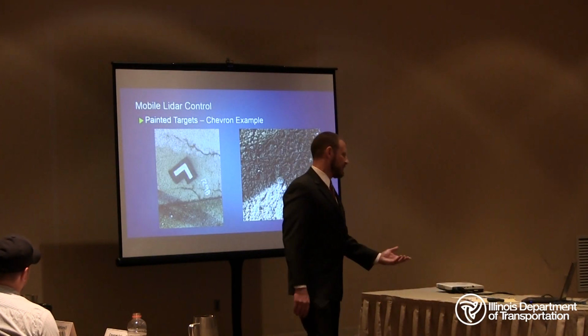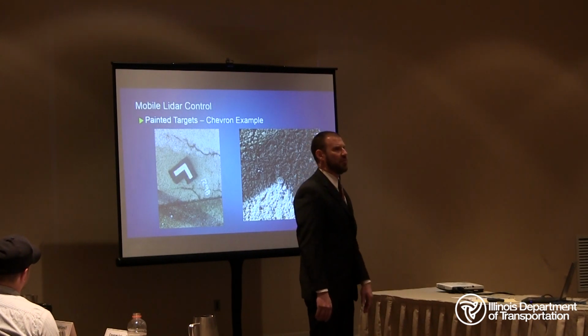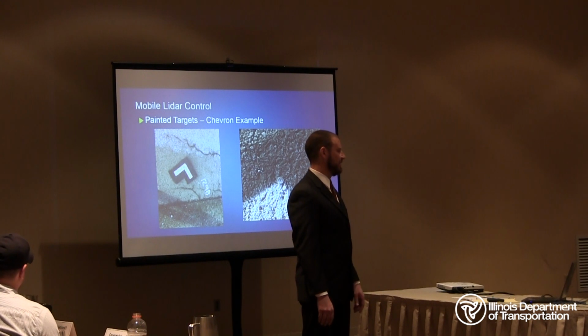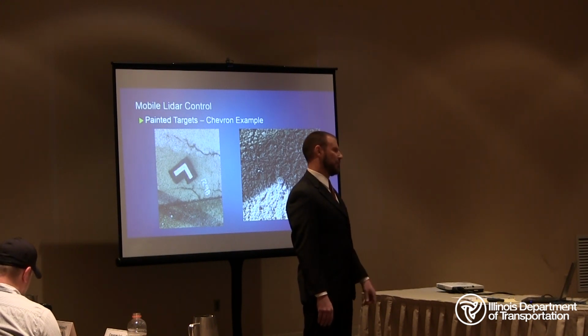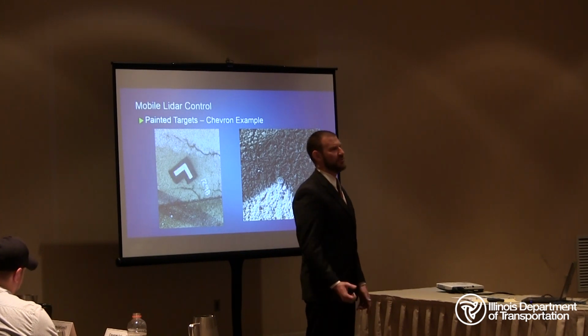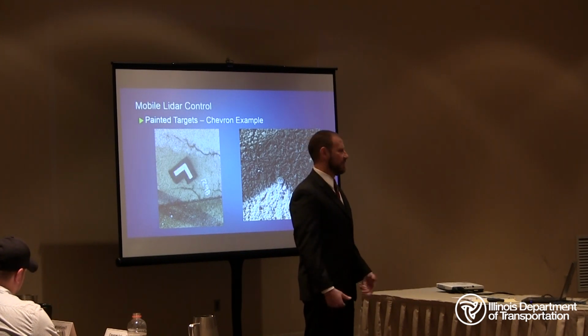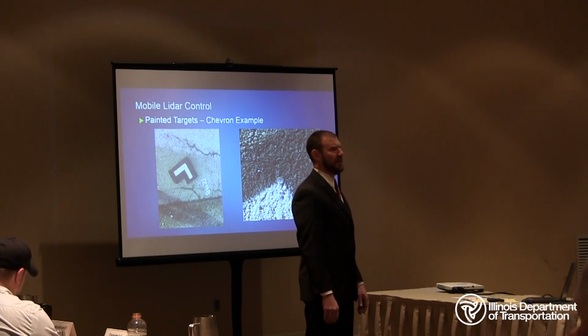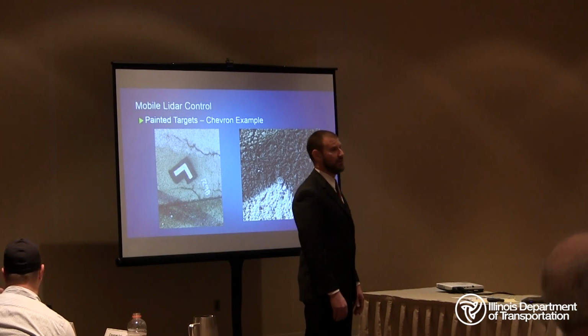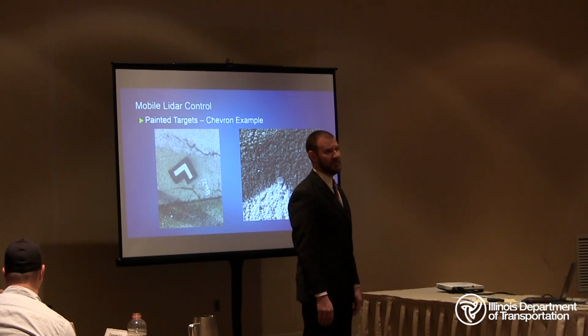This is what's called a chevron. This is an example of what's used to control the mobile LIDAR to get it to survey grade. These paint marks are put out on the shoulders, and as you'll notice at the tip, there's a PK nail. A survey crew will GPS that PK nail, and then they'll do a conventional level run through those nails to establish the elevation.